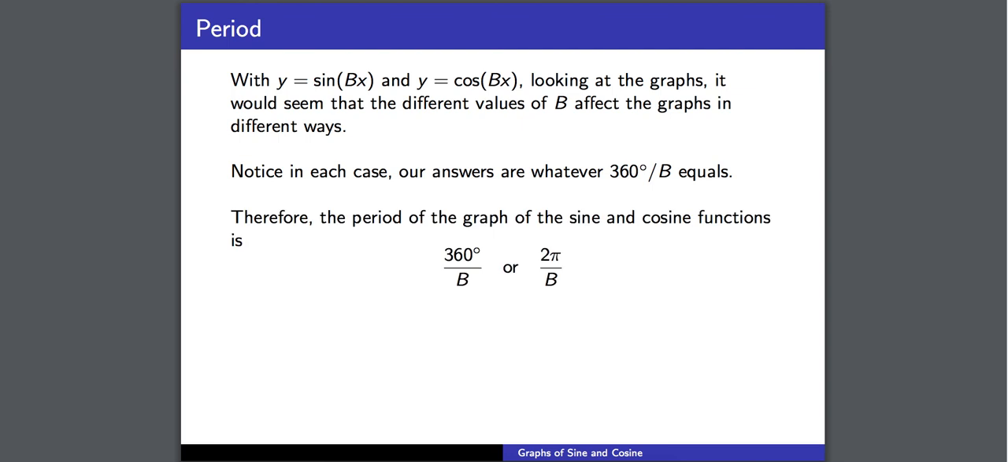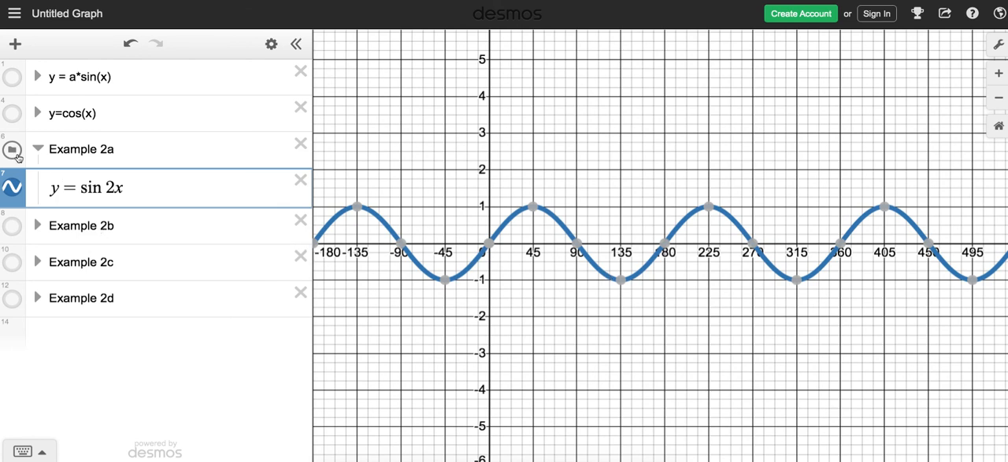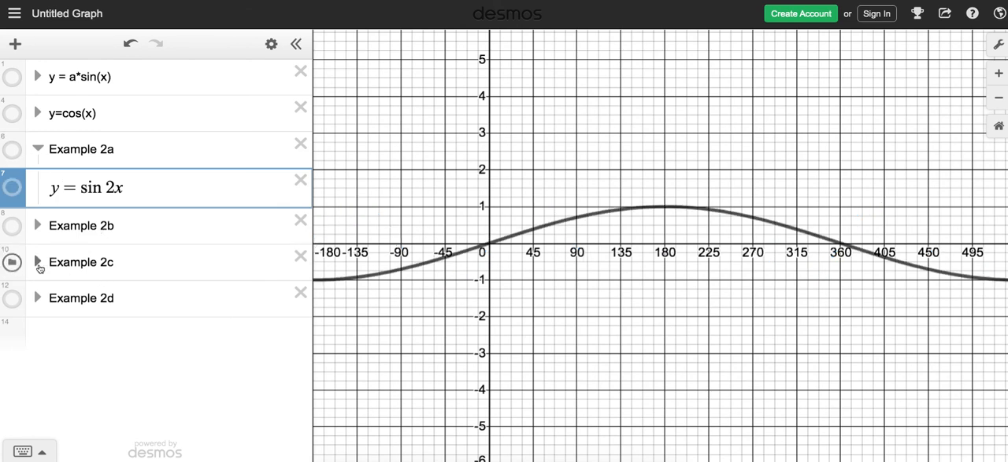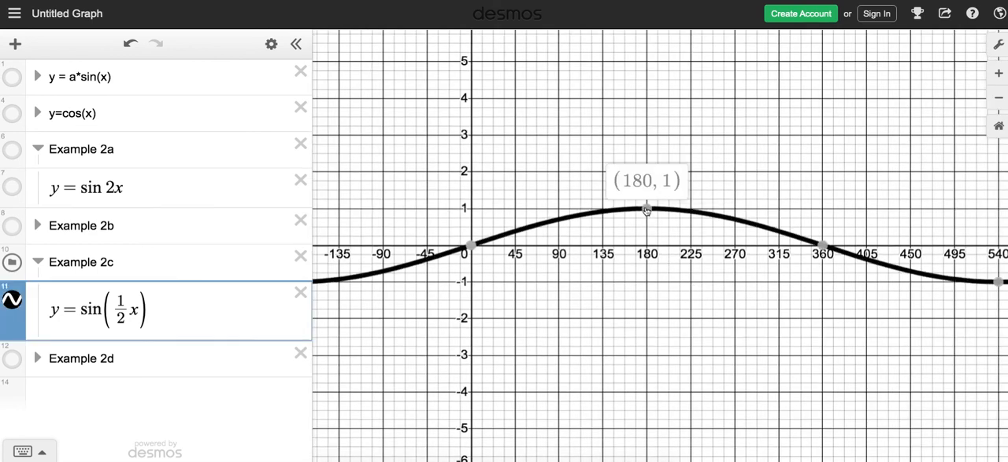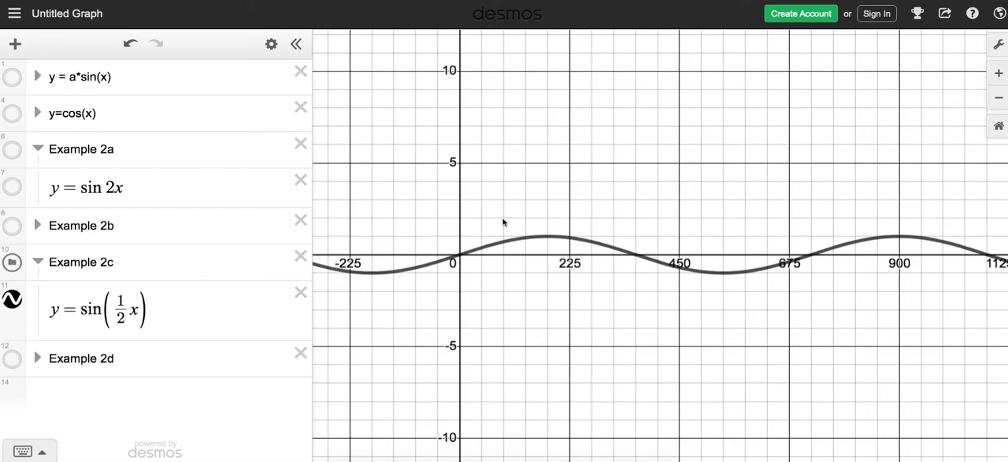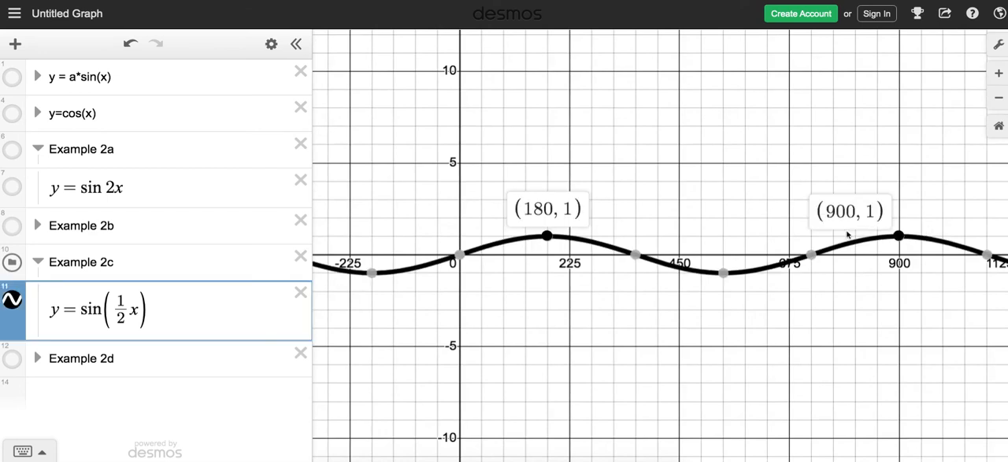So for the period of the graph of sine and cosine, if we don't want to actually graph it on a graphing utility, all we have to do is take that value of b and divide 360 or 2 pi by it. So 360 divided by 2 is 180. And even when it's a fraction, keep in mind with example C, 360 divided by a half, when you divide by a half, that's the same as 360 times 2, which is where we said 720. So from 180 to 900 was 720, which is 360 divided by a half, equals 360 times 2, or 720 degrees.